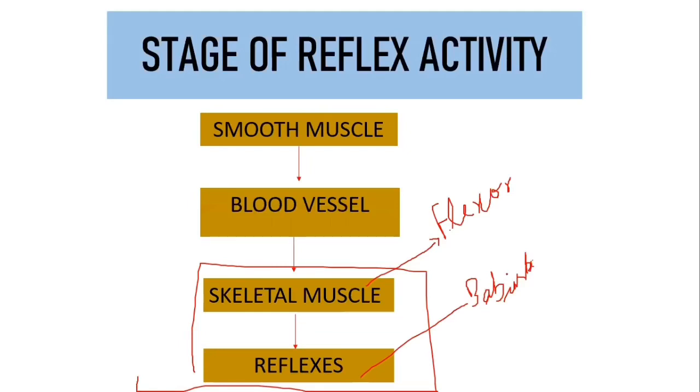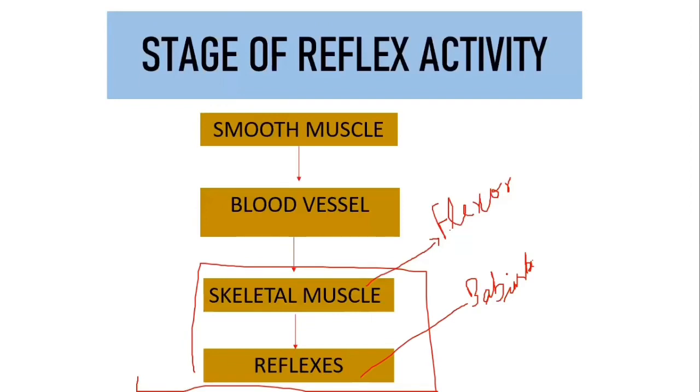So first you'll be able to appreciate the Babinski reflex, followed by your knee reflex, followed by your ankle jerk. Okay, so first is your Babinski, then knee jerk, and then ankle jerk. Babinski is a flexor reflex, whereas knee jerk and ankle jerk are your extensor reflexes. So if you take complete transection, your flexor component is going to come first, followed by your extensor component. Okay, so this is about the stages of reflex activity.